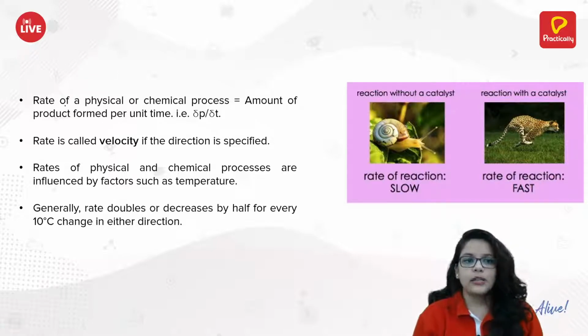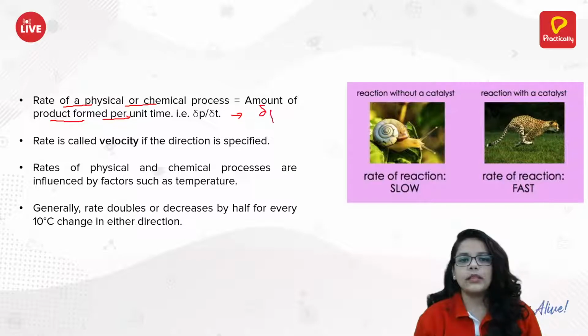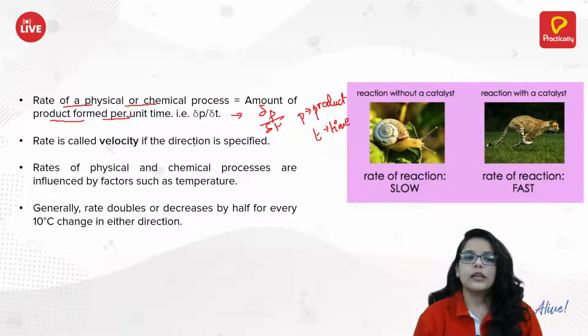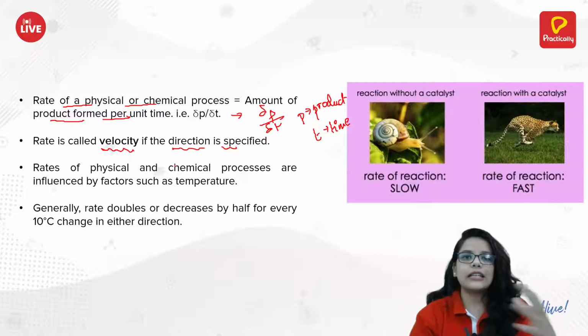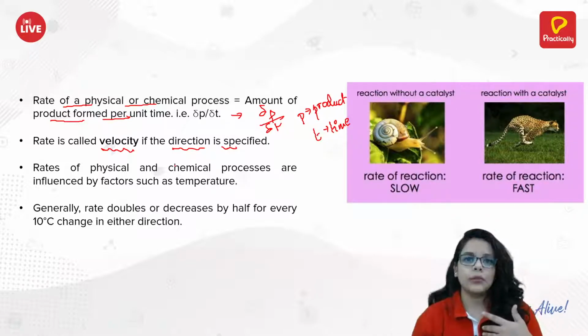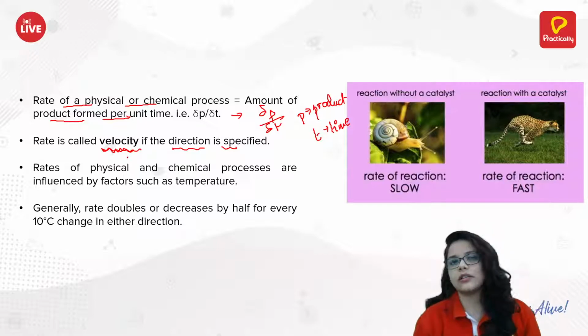Okay, so now the rate of the physical or chemical process is the amount of the product formed per unit time. So that is given by dP/dT, where P is the product and T is time. Now rate is called the velocity if the direction is specified. If it is something attaching to something, per unit time, when there's a time involved in everything, that gives the idea of velocity, the speed.